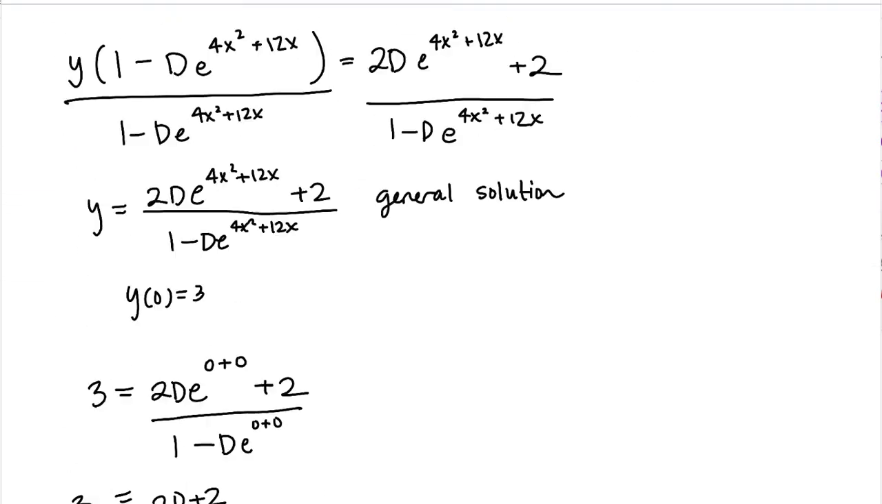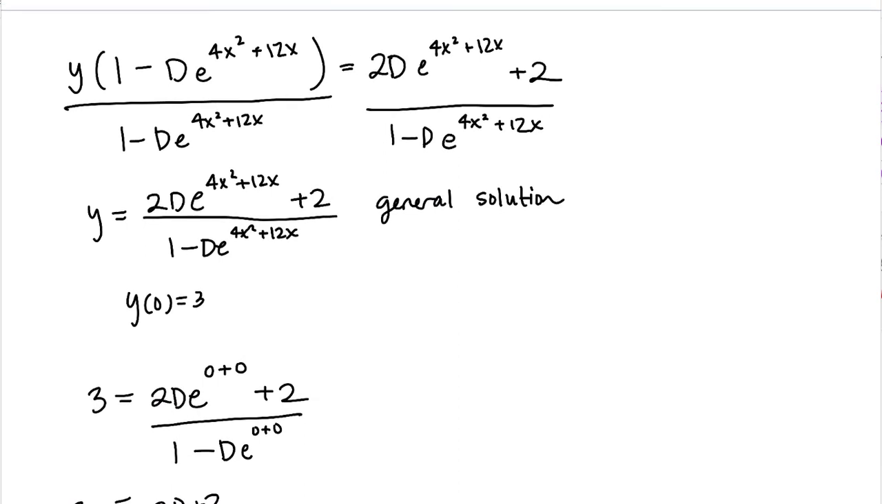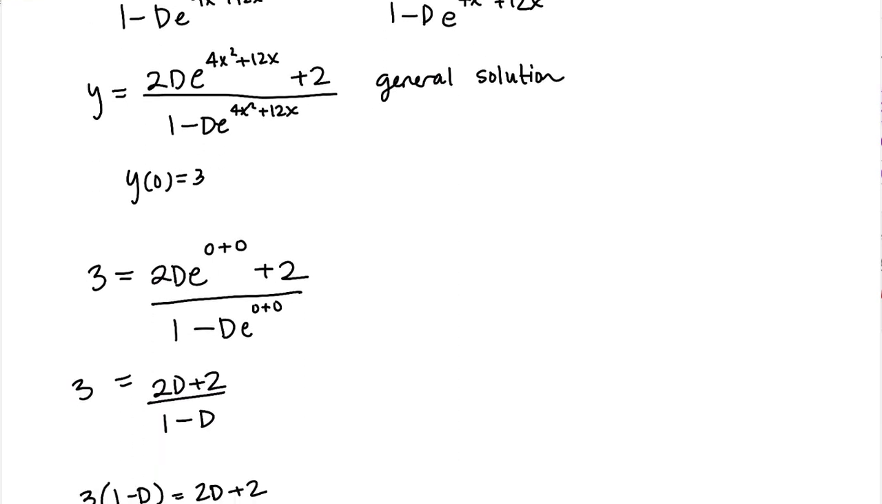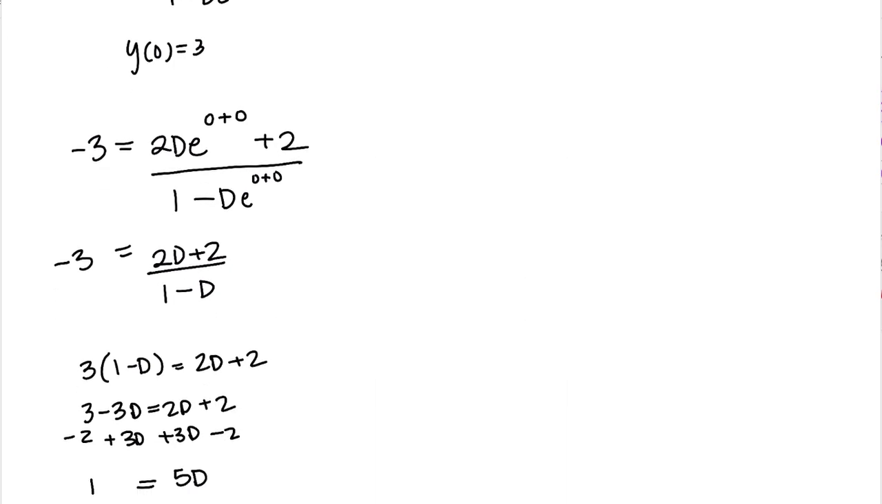Oh, shoot. y of 0 equals 3 or y of 0 equals negative 3, right? That's going to change things. Sorry, we should change that.